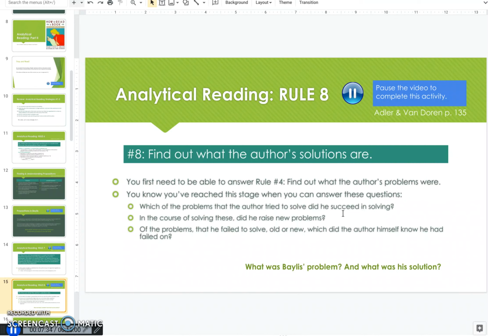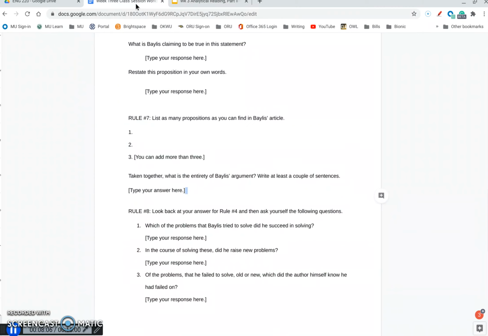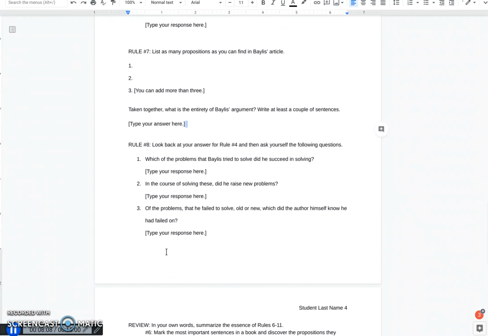So here's how you can apply Rule 8, by answering these questions. Which of the problems that the author tried to solve did he succeed in solving? In the course of solving these, did he raise new problems? And of the problems that he failed to solve, old or new, which did the author himself know he had failed on? Okay, so to answer these questions, you're first going to have to ask yourself, what was Baylis's problem? What was he trying to solve? So go ahead and pause the video and try to answer these questions in your summary.